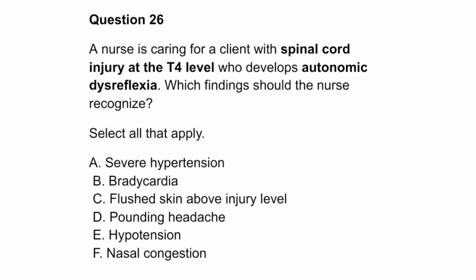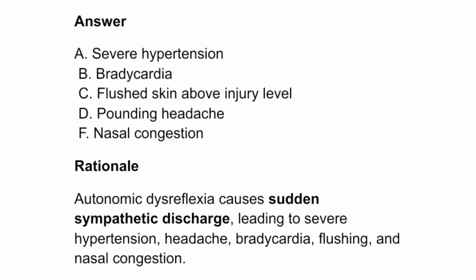Question 26. A nurse is caring for a client with spinal cord injury at the T4 level who develops autonomic dysreflexia. Which findings should the nurse recognize? Select all that apply. A. Severe hypertension. B. Bradycardia. C. Flushed skin above injury level. D. Pounding headache. E. Hypotension. F. Nasal congestion. Answer. A.